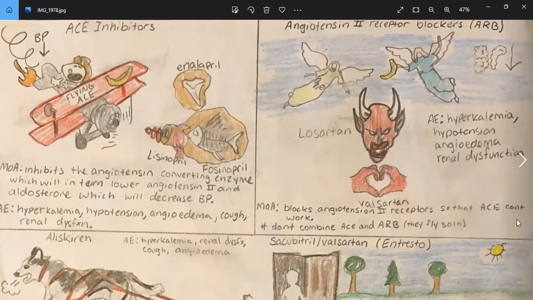And then a key point is to not combine ACEs and ARBs, and I wrote that they fly solo. So that's a good way to help you remember not to combine ACE and ARBs, because the ARBs, they have wings, so they can fly. And the ACE, he's got his plane here, so he can fly, so he doesn't need any wings. And they don't need planes because, like I said, they already got wings. So they don't need to be combined. They can work separately on their own.